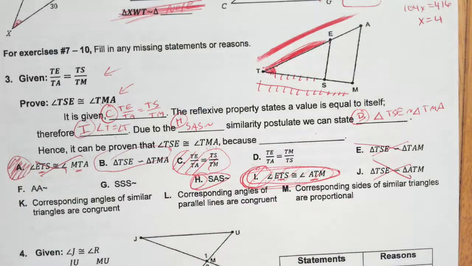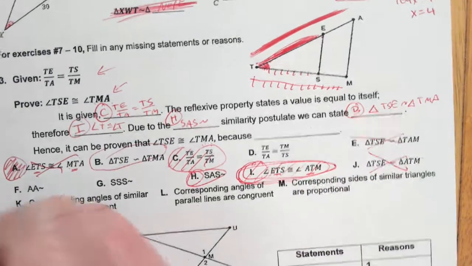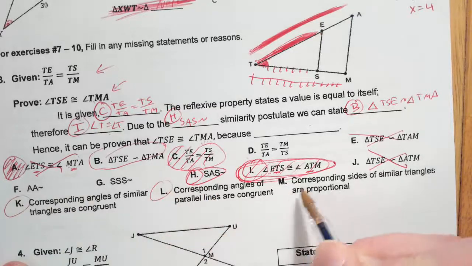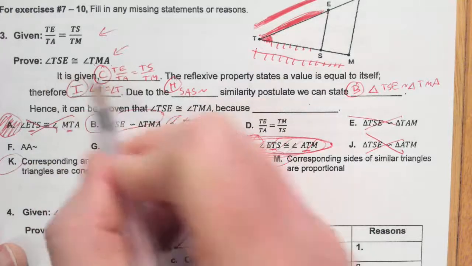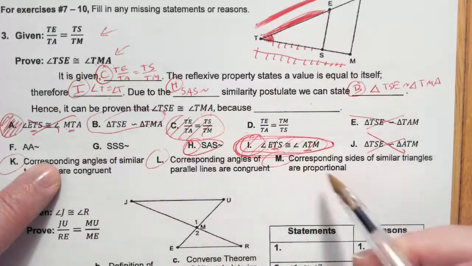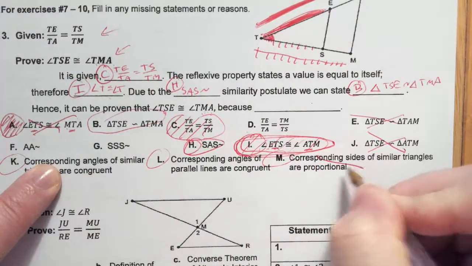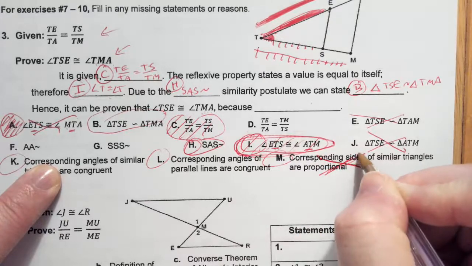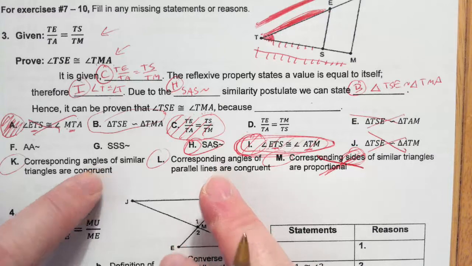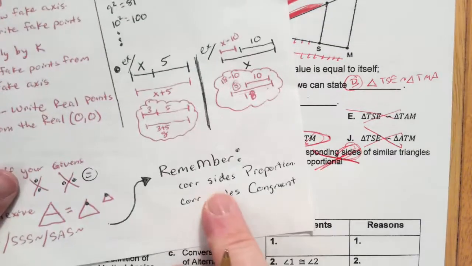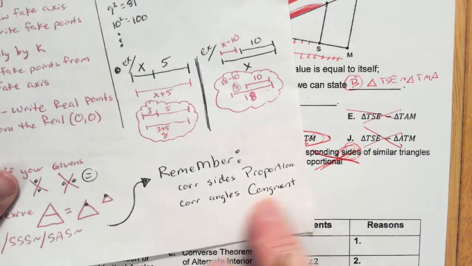Why? Okay, so we've done this before when we were doing CPCTC, right? So look at this. So it's K, L, or M. So just read it. So what are we talking about? Angles, right? Corresponding angles, corresponding sides. So it's not this. It's definitely not M because we're not talking about sides. We're talking about corresponding angles. Corresponding angles, what are they supposed to do? Corresponding angles are supposed to be congruent.